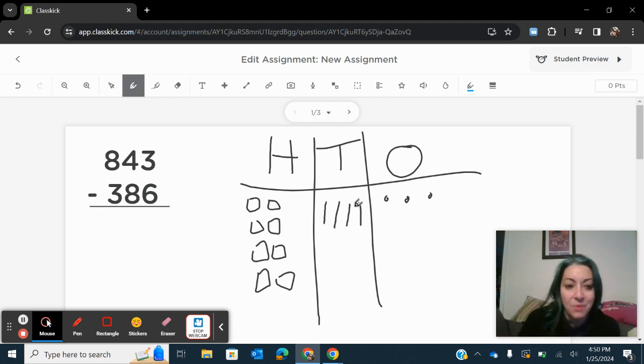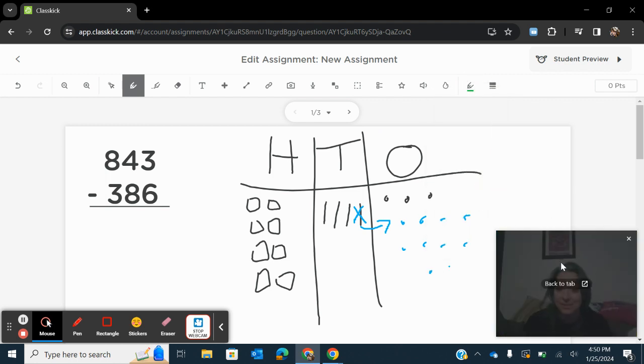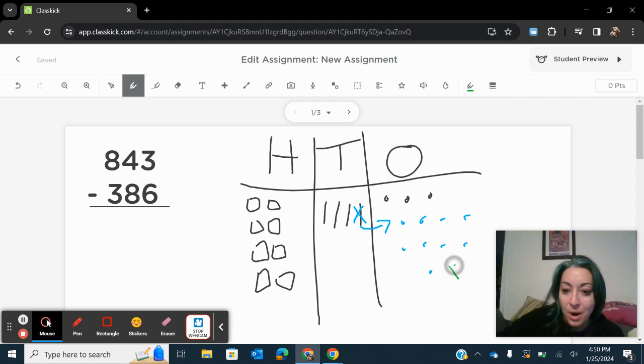What we're going to do is take one of these tens. It's like you went to the bank and got some change. You took a $10 bill and traded it in for 10 ones. So now I have 1, 2, 3, 4, 5, 6, 7, 8, 9, 10. That 10 became 10 ones. Now I can take those 6 ones away. Let's use a different color for that. I'm going to take away 6 ones. 1, 2, 3, 4, 5, 6.